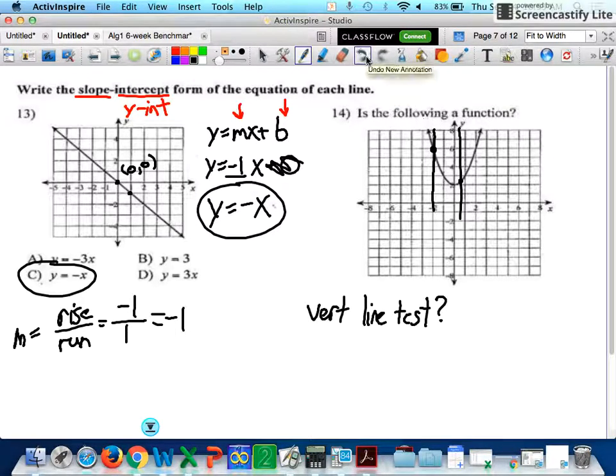Don't overthink these. If you can draw vertical lines through it and it only hits it once, it is a function. So is this a function? Yes. It will most likely be a multiple choice problem, just like the benchmark from yesterday, the benchmark review from yesterday, from Wednesday, okay?